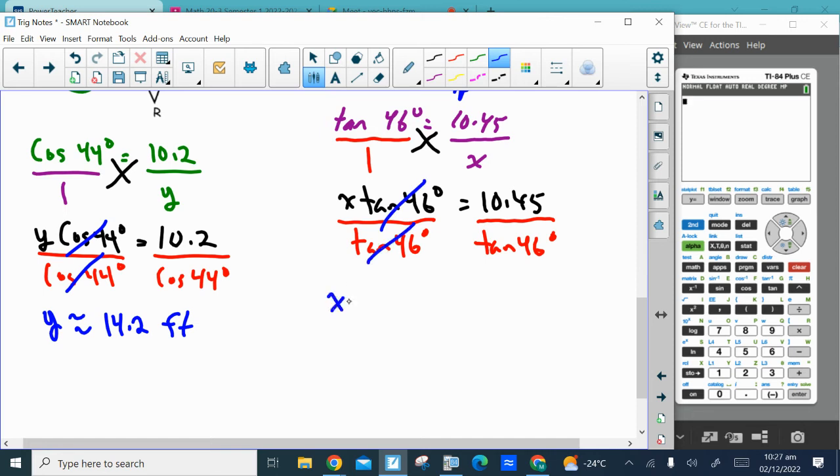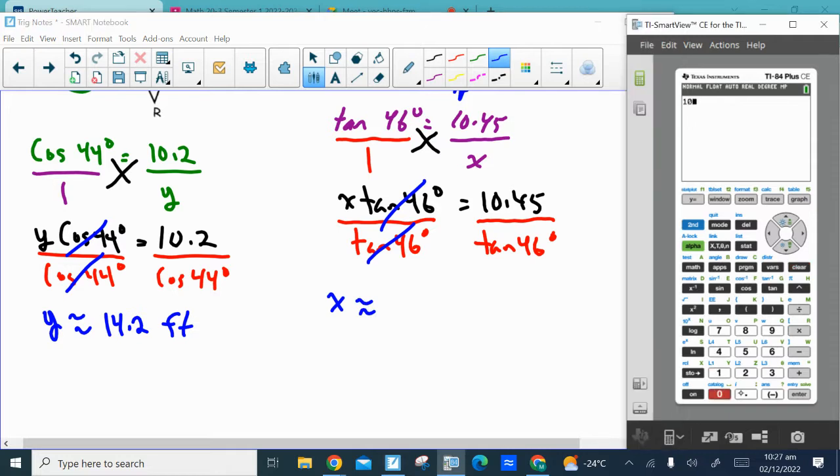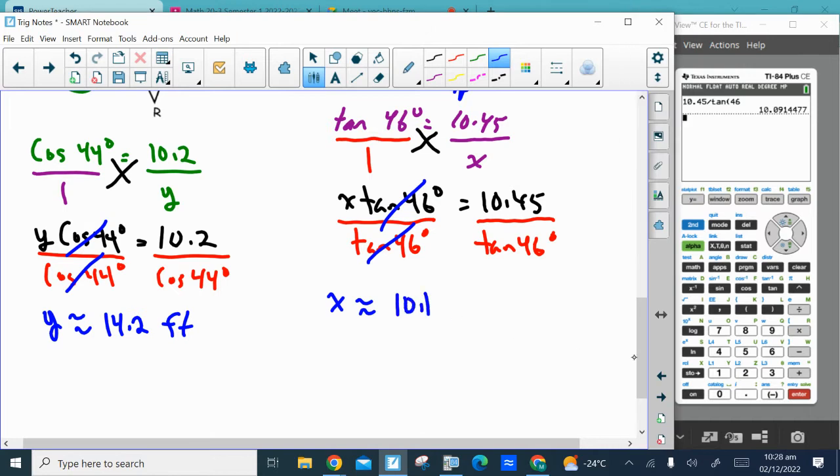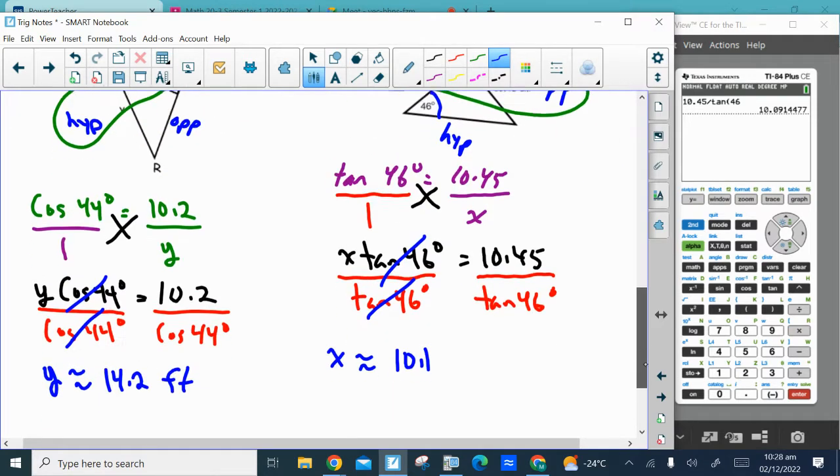So the tan of 46's cancel on the left. We now have x by itself. And we go to our calculator, punch it in, 10.45 divided by the tan of 46, and we have our answer. The digit in the 10th place is a 0. To the right of that is a 9, so the 0 goes up by 1. We get 10.1. And our units here are centimeters.